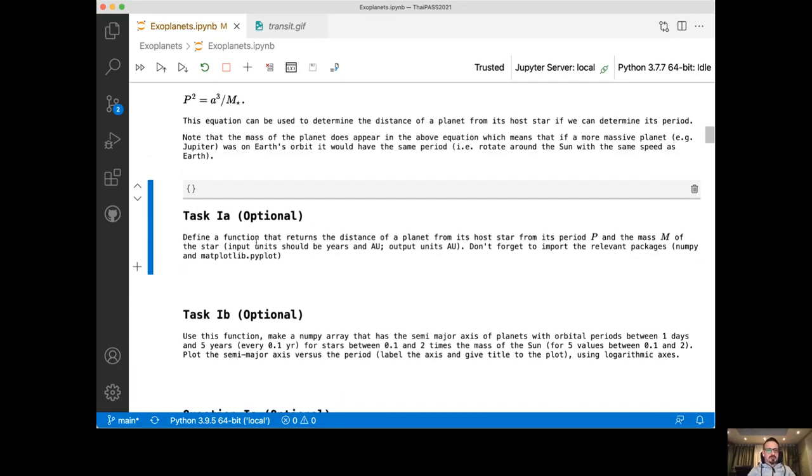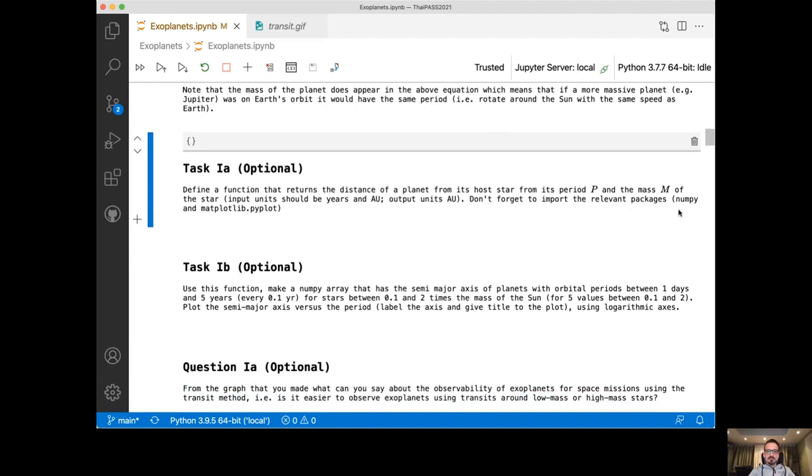So for that first task, we need to define a function that returns the distance of the planet from its host star, from its period P and the mass M of the star. Effectively, we need a function that uses this equation to return the distance from the period and the mass of the star. And I give you some hints here that you need to import some packages like numpy and matplotlib.pyplot. That's for plotting stuff, so that's for the next one.